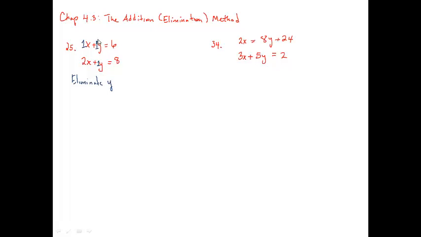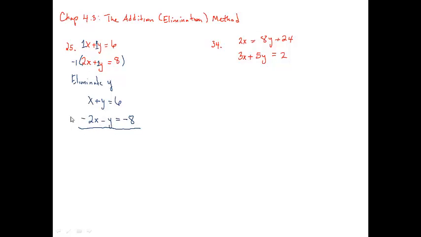And since the coefficients are equal, I need their signs to be opposite. This one's a positive, and how can I make this one a negative? By multiplying the entire equation by -1. If I do that, my equations become x plus y equals 6, and negative 2x minus y equals -8.